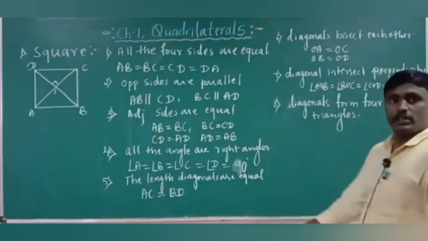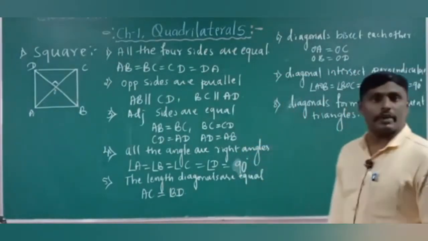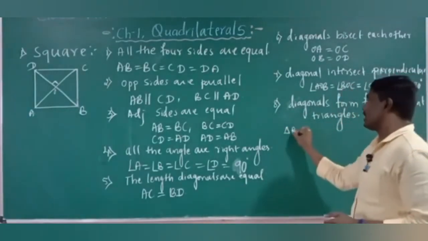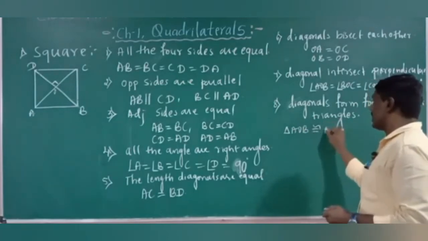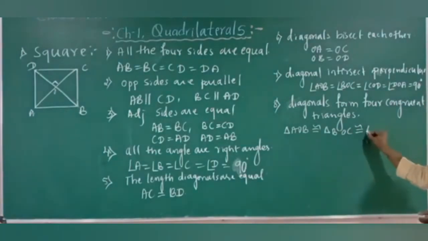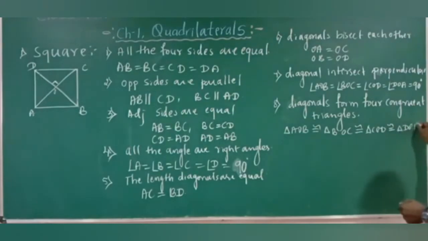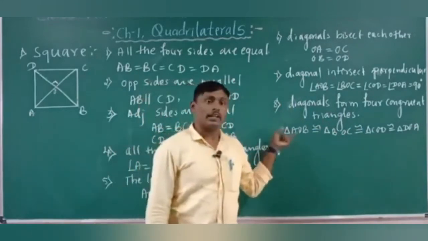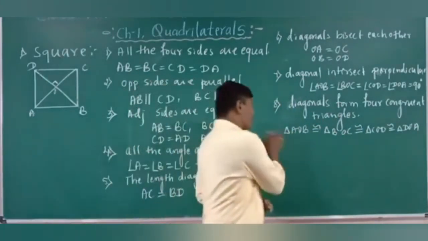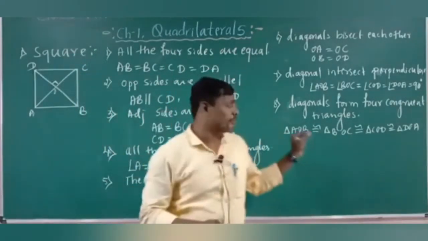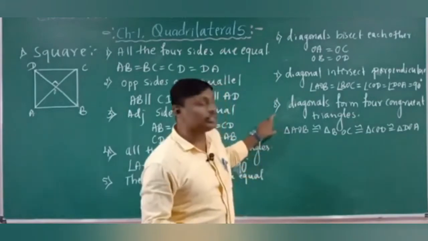So congruent means the two geometrical shapes are the same in size and shape, right? So what are the four triangles here? Triangle AOB is congruent to triangle BOC. That second triangle is congruent to the third triangle COD, which is congruent to the last triangle DOA. All these four triangles are congruent to each other. This property can be proved similarly, as we already discussed in the previous class. By using the same procedure we can prove this statement.